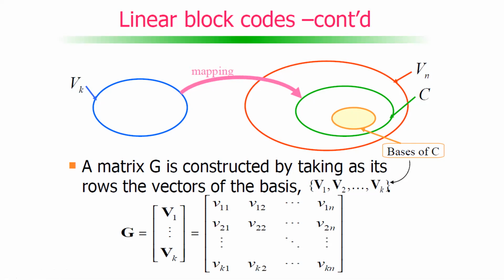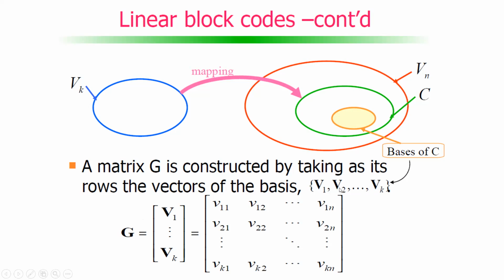So rather than storing the code words, the mapping between the input message block and the code word, in the form of a lookup table, I will generate the code word every time the message bits come, rather than picking it from the lookup table. How can I generate? Rather than considering 2 raised to the power k message blocks, I will consider only k code words, right? And I will construct a matrix which is called the generating matrix, right?